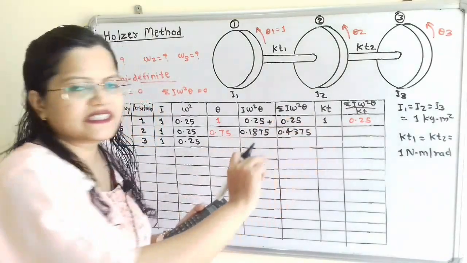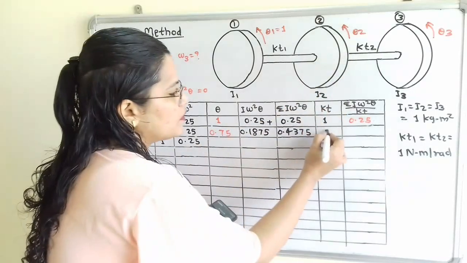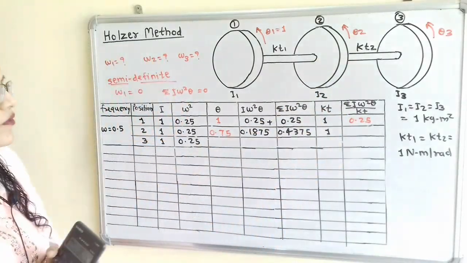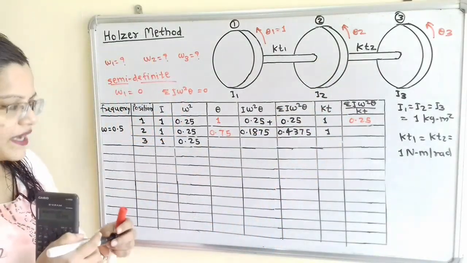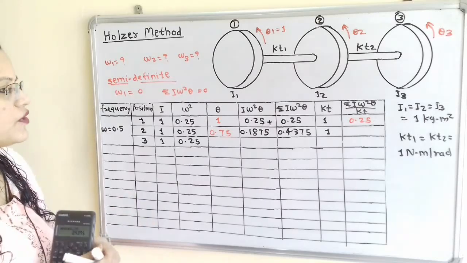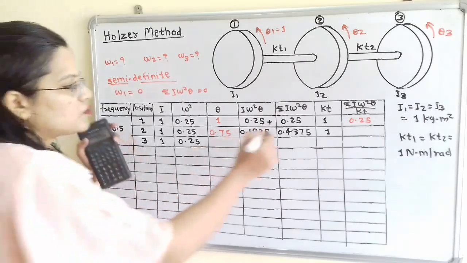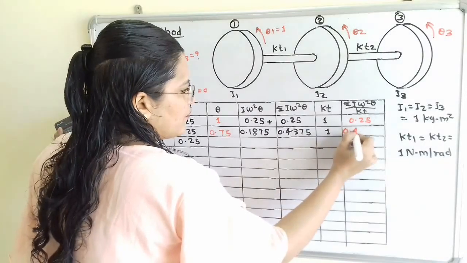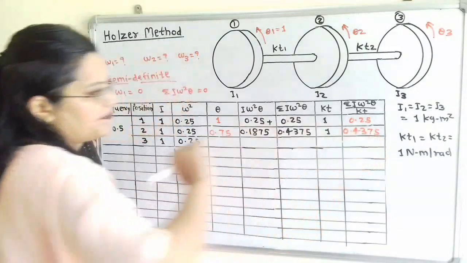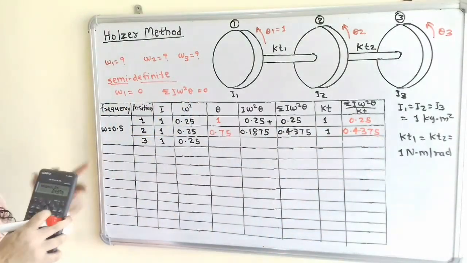Then next column is KT. So KT2 is also equal to 1. Now summation of I omega square theta by KT. So if we observe the previous two columns, then answer is 0.4375. Now we will move to the third position.